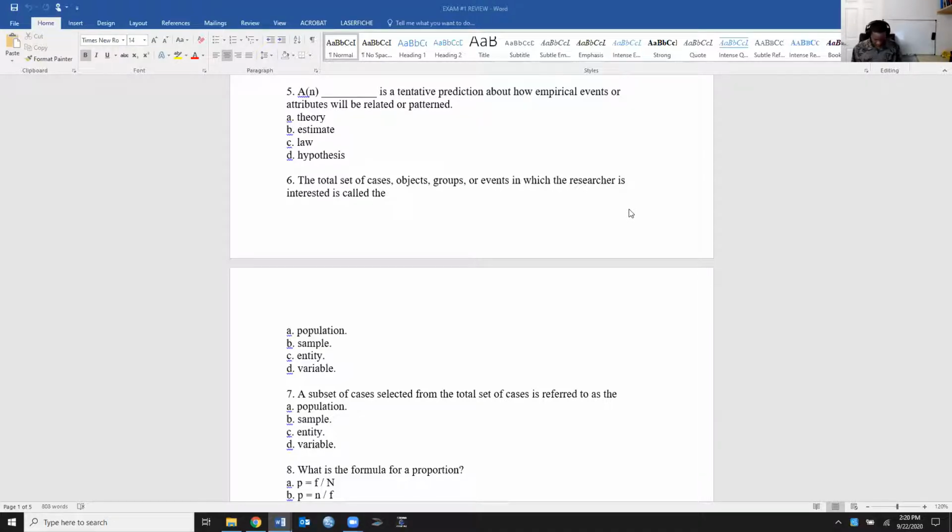Would it be variable? A what? Would it be variable or? No. It's population. Population, good.